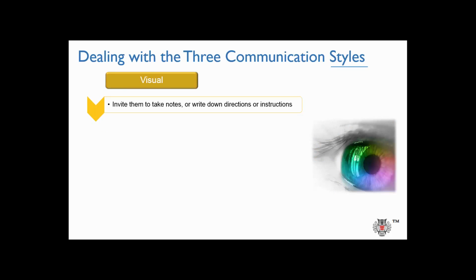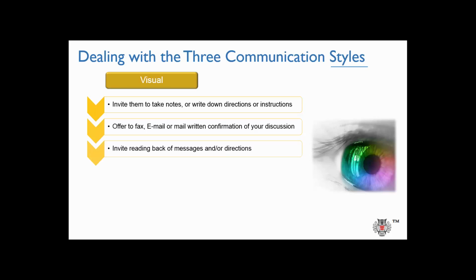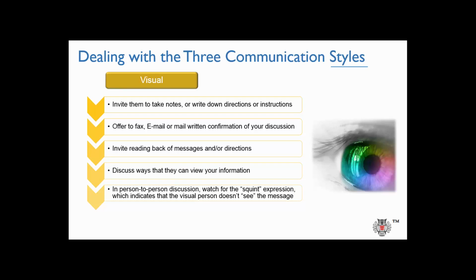If you're working with visual people on a team that are visual communicators, you want to invite them to take notes or write down directions or instructions. You want to offer to fax, email, mail, or write confirmations of your discussions. You want to invite reading back of messages or directions to them. Discuss ways that they can view your information. In person-to-person discussions, watch for the squint expression, which indicates that the visual person doesn't see the message. They're not getting it. Be willing to draw diagrams or sketches to support your information.